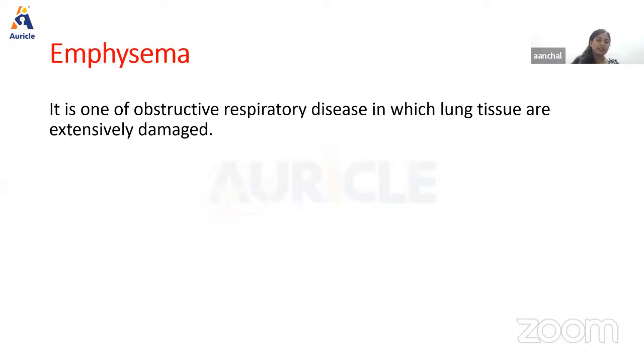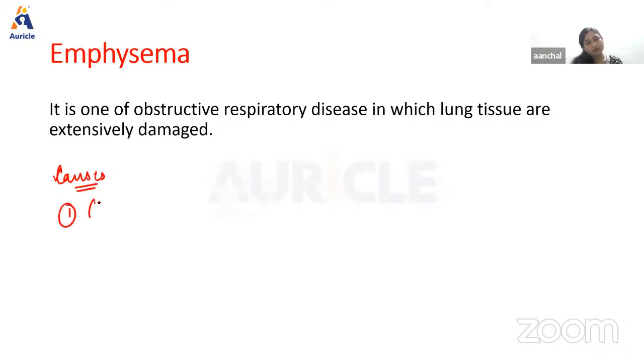So emphysema is the obstructive respiratory disease in which lung tissues are extensively damaged. Damage of lung tissue will result in loss of alveolar walls, and because of this, elastic recoil of lungs is almost lost. Now, what are the causes?